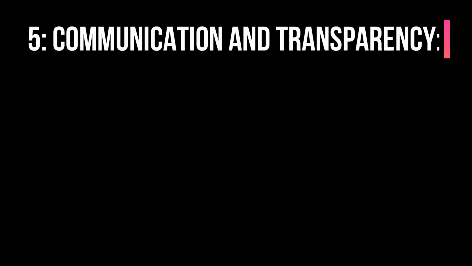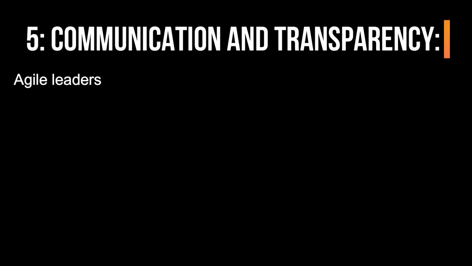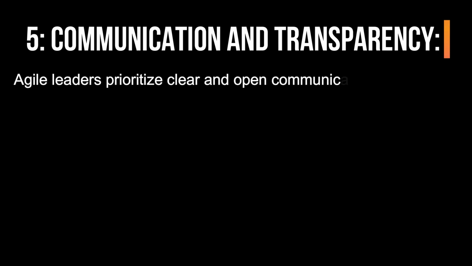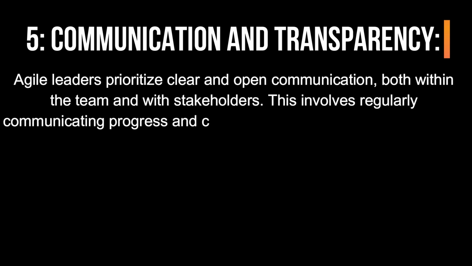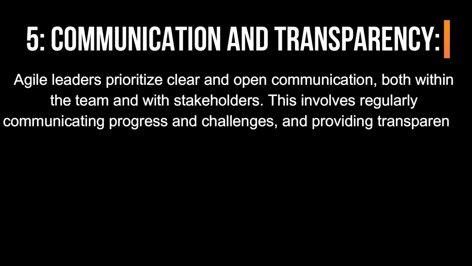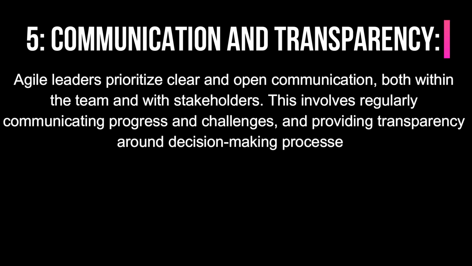5. Communication and transparency. Agile leaders prioritize clear and open communication, both within the team and with stakeholders. This involves regularly communicating progress and challenges and providing transparency around decision-making processes.